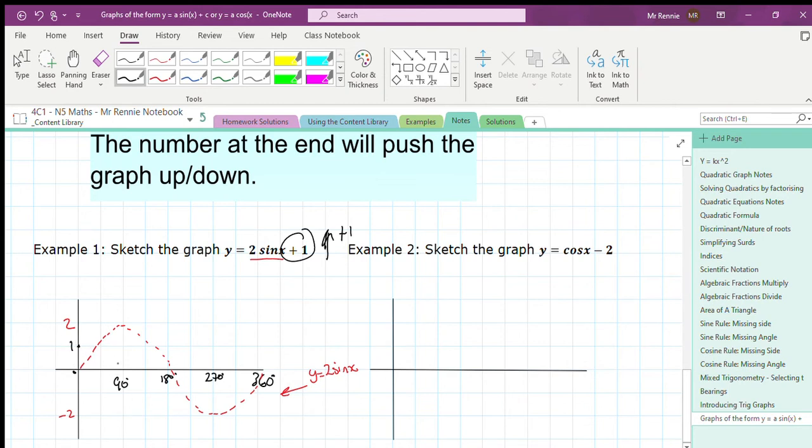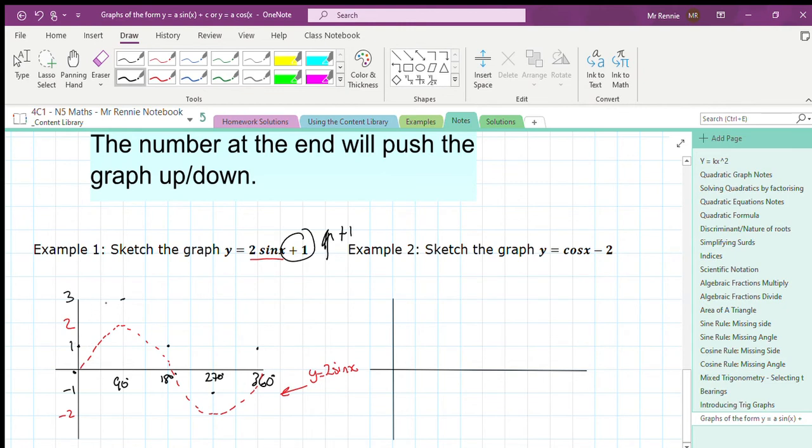The tallest part at 90 degrees was at 2 for 2 sin x, so it means it's going to go up 1, so it's going to hit the height of 3. At 180 degrees it's normally at 0, so it's going to go up 1 to 1 there. At 270 it's normally at -2, so it's going to go up 1 to -1, so I'm going to label -1 there. And then at 360, rather than 0, it's going to go up to 1. So what happens is I've now just got new points that my graph needs to go through.